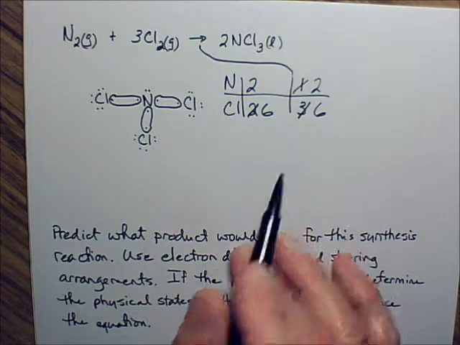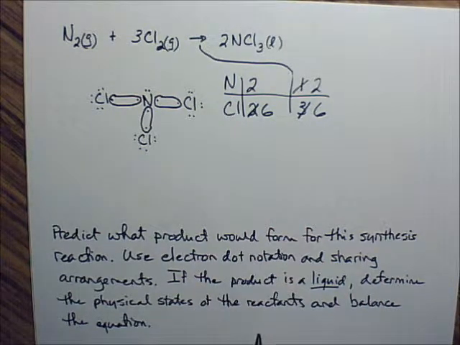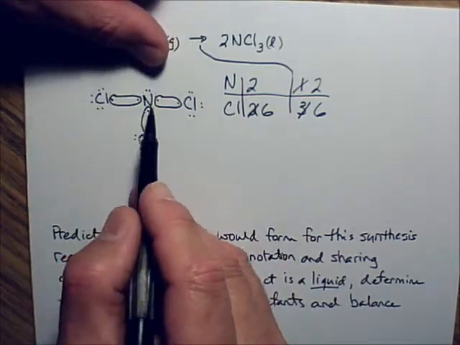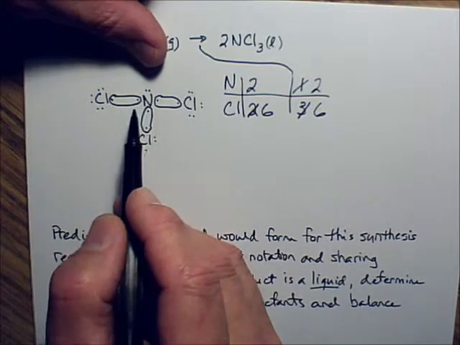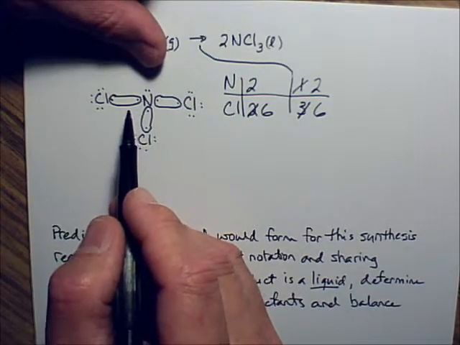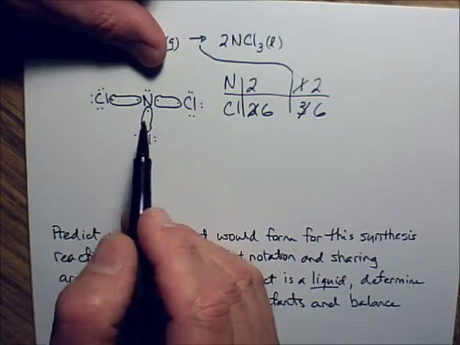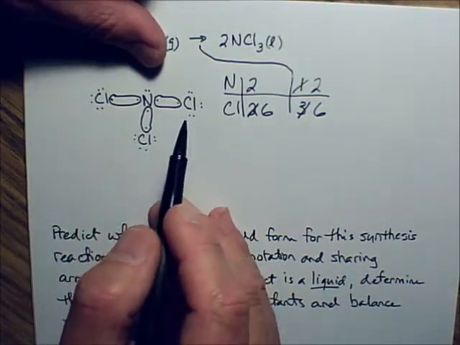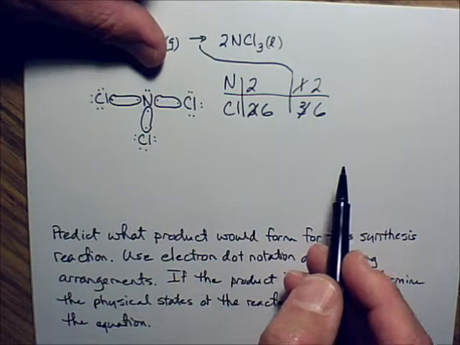Well, actually, overall, there are 6 chlorines. I'm talking about the sharing stuff. Nitrogen had 5 valence electrons, and the only way for it to share with chlorine in a way that gives both the nitrogen and chlorine 8 valence electrons is using this process.